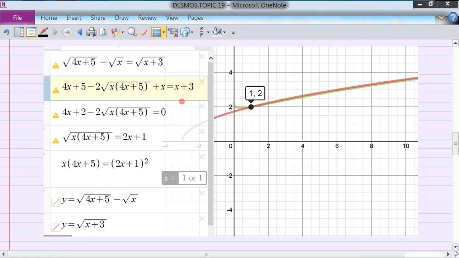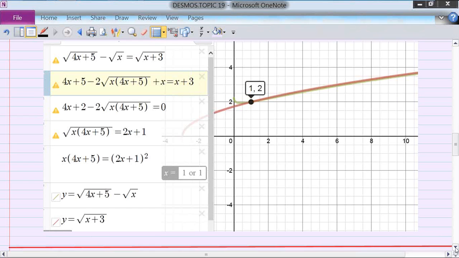The orange line is this one that's going like this, right over here. And then right superimposed on top of it is this one right here. So the two lines are almost superimposed, but they do intersect at x equal to 1.